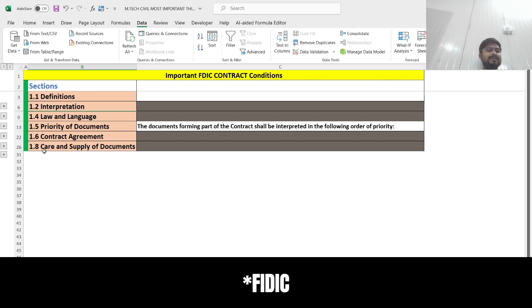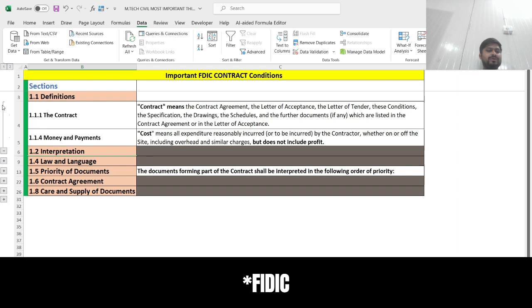So, okay, let's start from the definition section. In definitions, there are different clauses listed in the FIDIC contract, but I have taken only the important ones that are generally used on a day-to-day basis. What is a contract actually? The first clause, 1.1.1, talks about the contract. In general terms, you can say a contract is basically a document that has all these things.